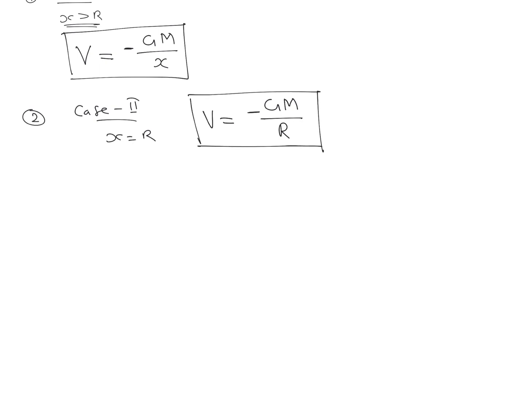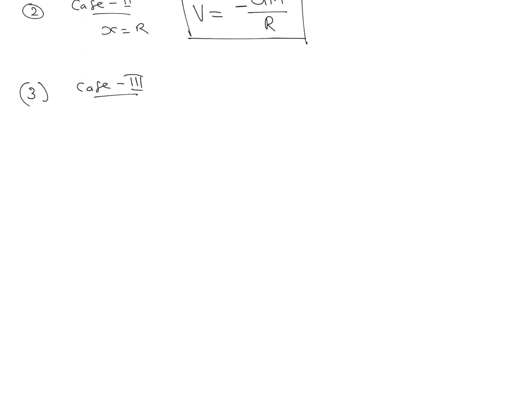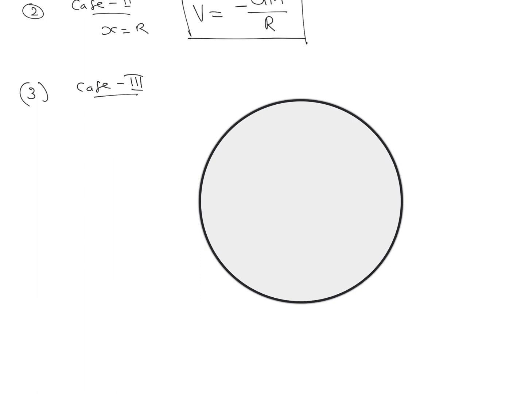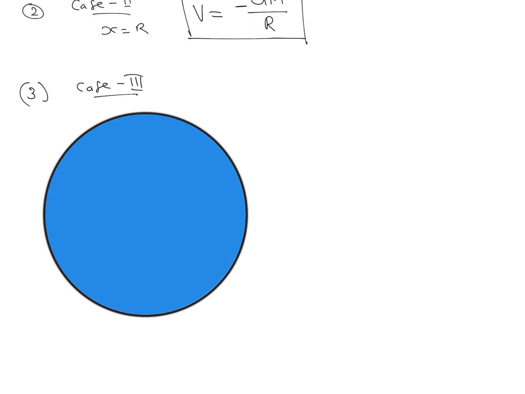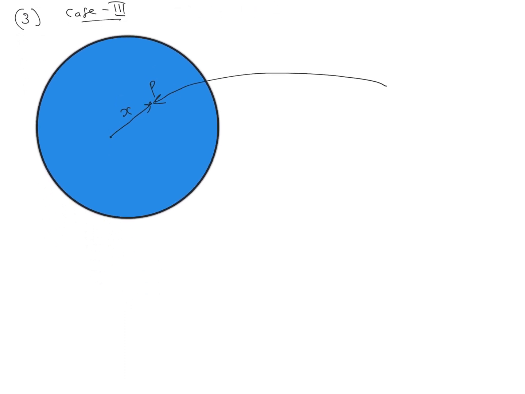Now if you want to find the value of gravitational potential inside a solid sphere, we can consider a situation like this. We have a solid sphere of radius r and mass m, and our aim is to find the value of gravitational potential at a point inside. Just consider a point somewhere over here at a distance x from the center. It is the work done to take a unit mass from infinity to point P. That will be the value of potential over here.